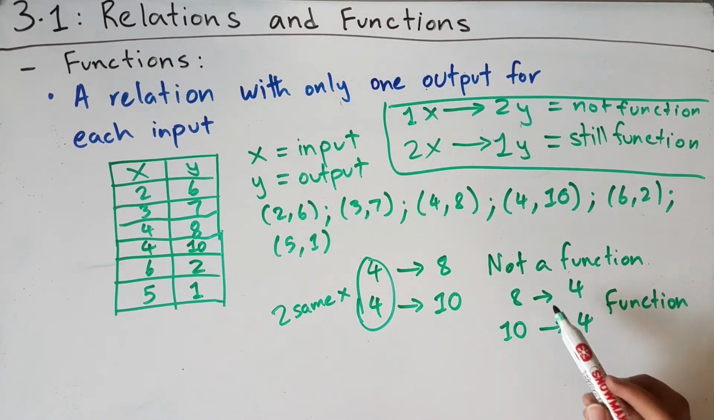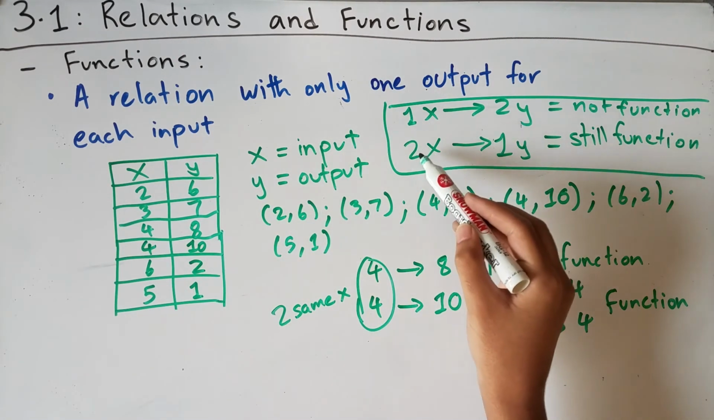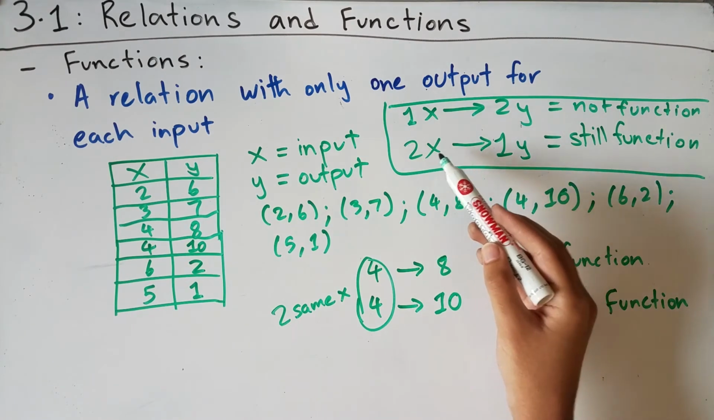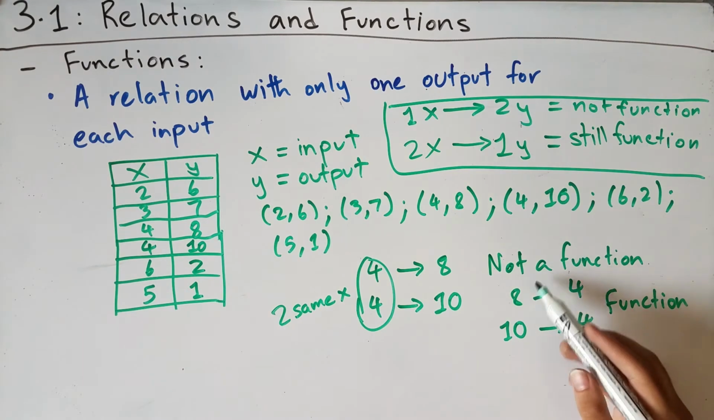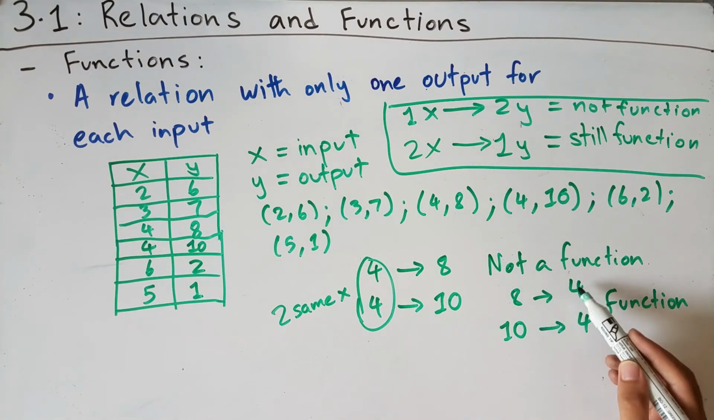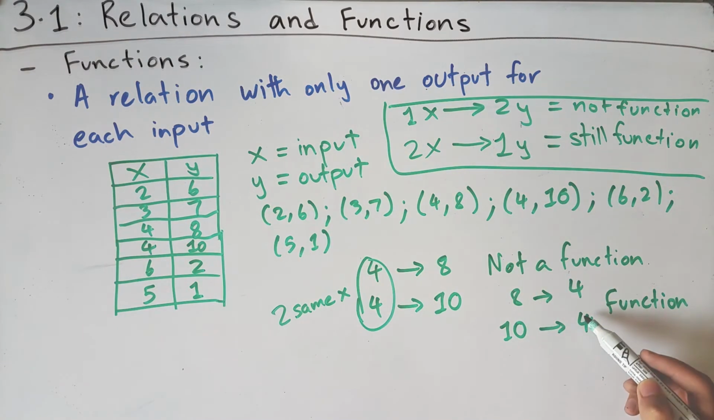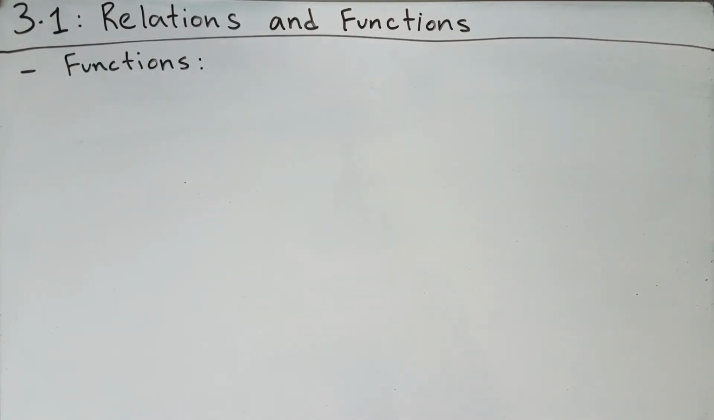And here we had 8 and 10, which are 2 different inputs. So we have 2 x's, and they corresponded to one same y, which is 4. And that still is a function because each of these inputs corresponded to only one output, even if the outputs were the same. Now let's talk more about graphing ordered pairs.